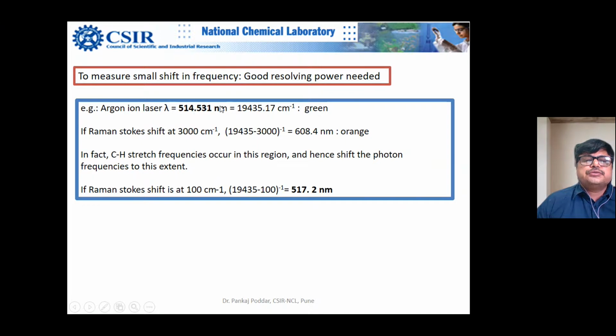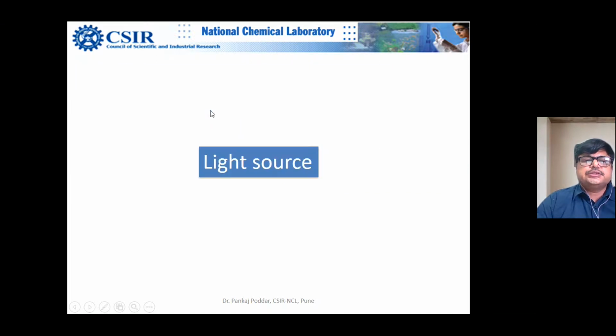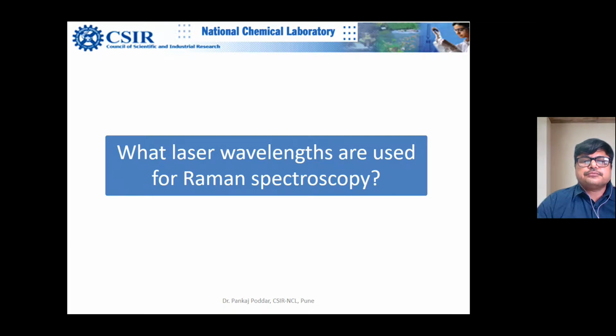So you are very close, and suppose you put a filter, it should have a very small bandwidth, because you don't want to block this. That's the reason: if your filter is bad, you are blocking this also, because it gets too close. But people generally record 10 centimeter inverse also. You can see that 10 centimeter inverse is very close to the source energy. So it gets really challenging and expensive to use that kind of high-end optics.